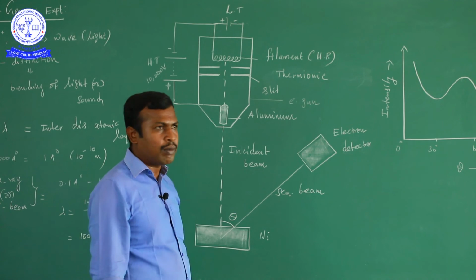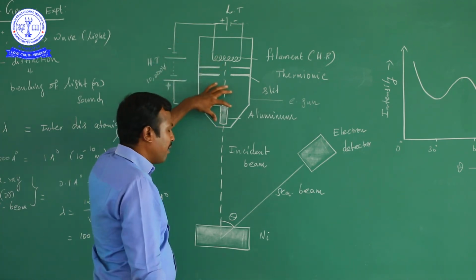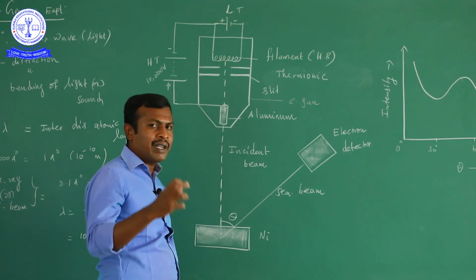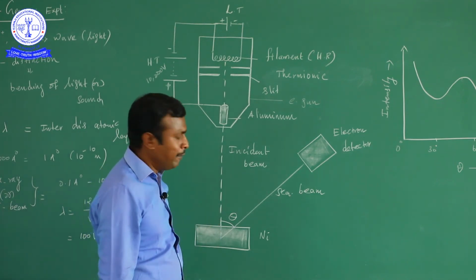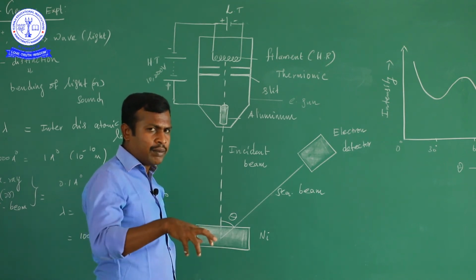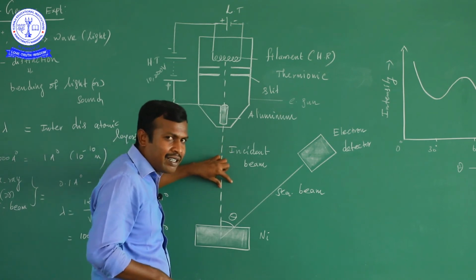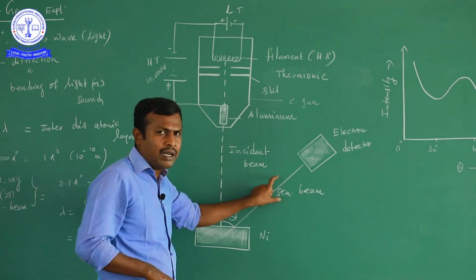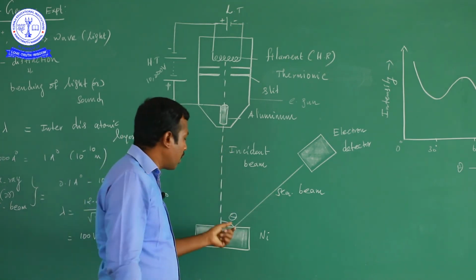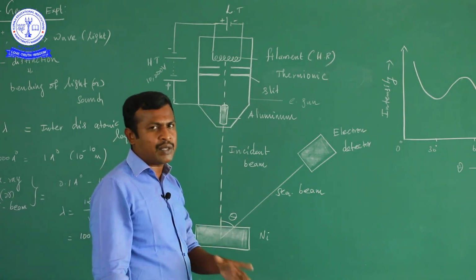நம்ம என்னத்தை கண்டுபிடிக்க போறோம் அப்படினா, ஒரு particular voltage கொடுத்து electron accelerate பண்ணிட்டீங்க, when it falls over the nickel crystal it will undergo diffraction. So electron is particle nature. The incident beam is electron, particle nature here. The scattered beam is diffraction, which means wave nature. So at what angle we obtain the maximum intensity, that means maximum diffraction.